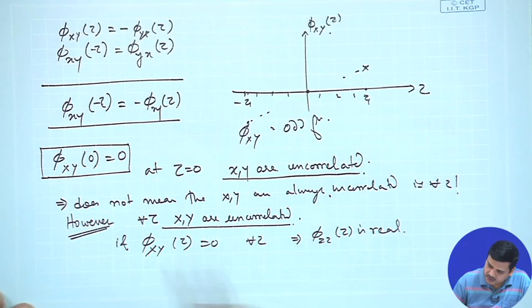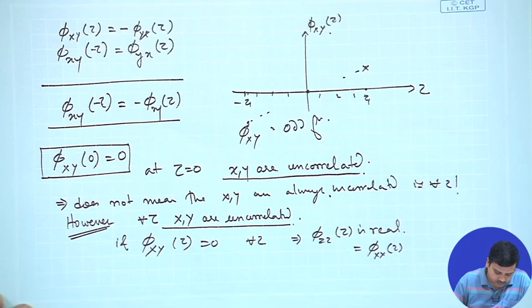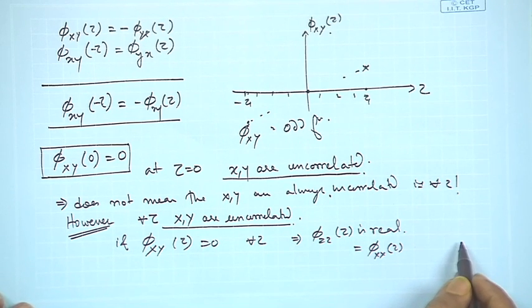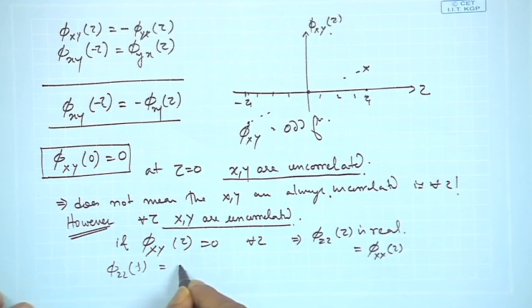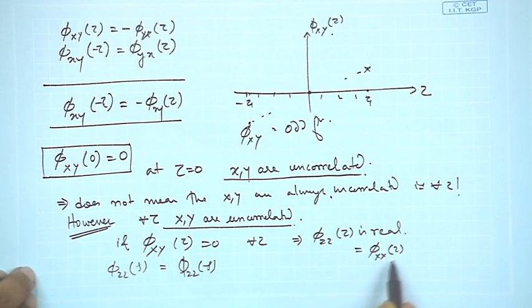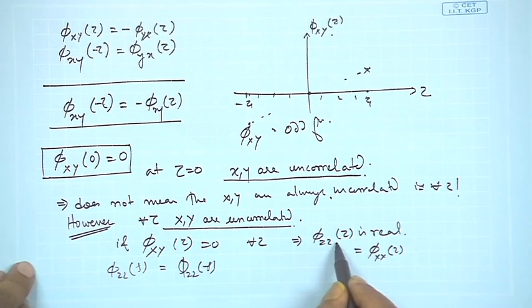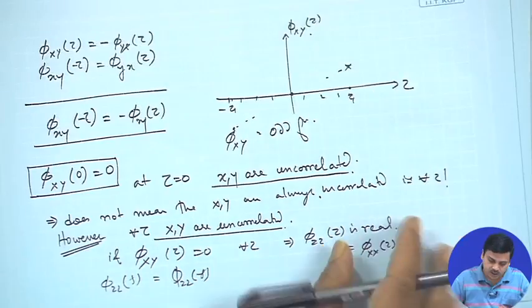If this is real, then this will be equal to phi x x of tau. It is not equal to phi x x of tau plus j phi y x of tau, and this would also help you in further proving that phi z z of f is equal to phi z z of minus f as well, right. So, we have this thing that phi z z of tau is real only if this condition holds true. Now we are moving slowly into this noise.